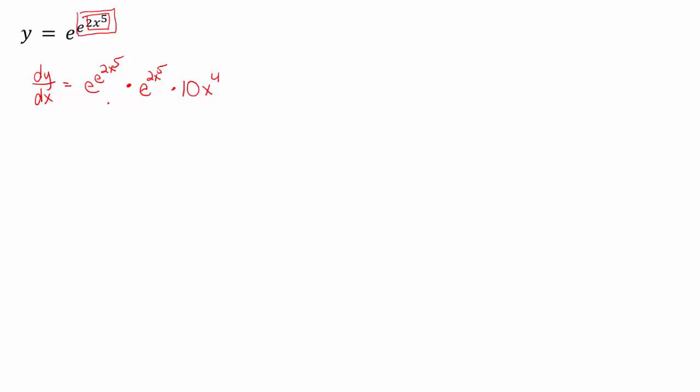Now with this, if I wanted to simplify it, I'm going to put the 10x to the 4th in front. Okay, but my power rules say that if I have the same base and I have an e here, I can actually just add these two things together. So I can write this as e to the 2x to the 5th plus 2x to the 5th. And I can leave that as my answer. But again, both of them are equivalent. Okay, and this is your derivative.